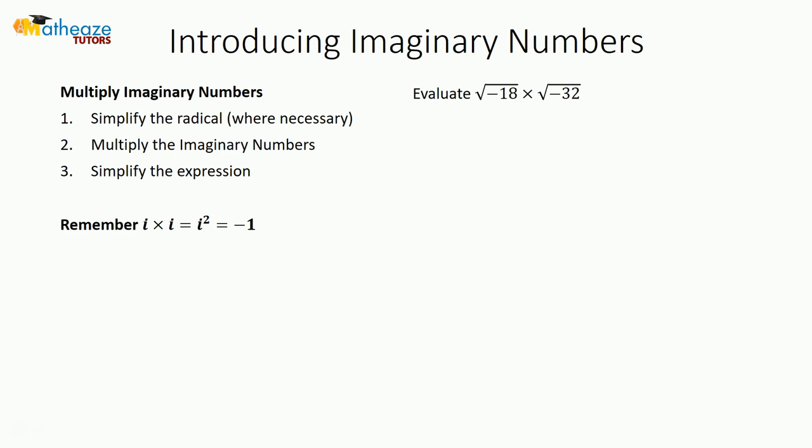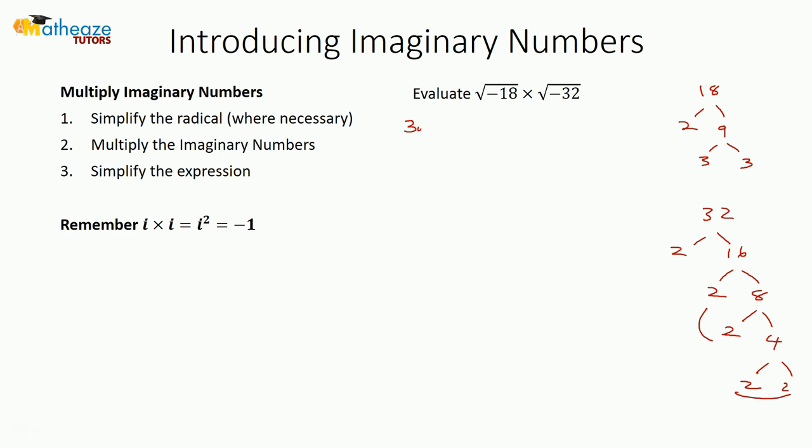What about this? Look at 18. Our factor trees here: 2, 9, 3, and 3. 32: our factor trees are going to give us 2, 16, 2, 8, 2, 4, 2, and 2. So we have one pair here, one pair here. So this is going to give us 3i square root of 2 multiplied by 4i square root of 2.